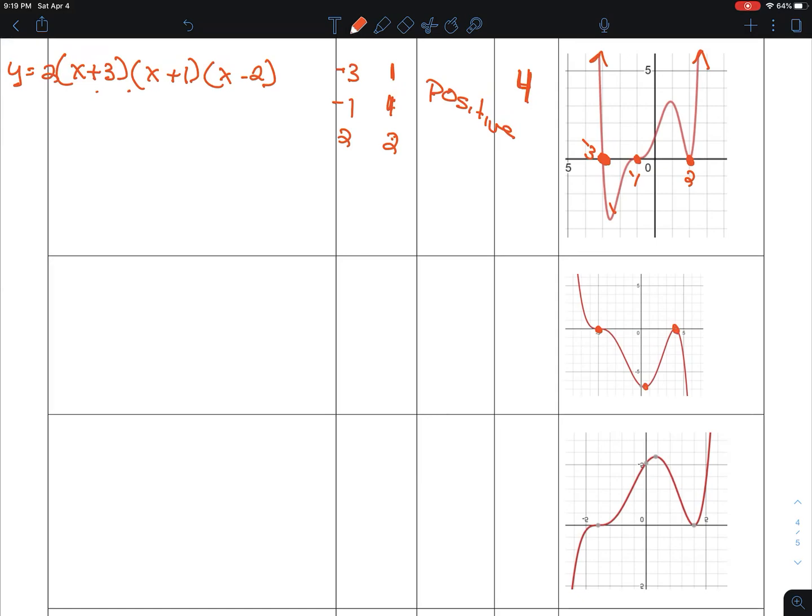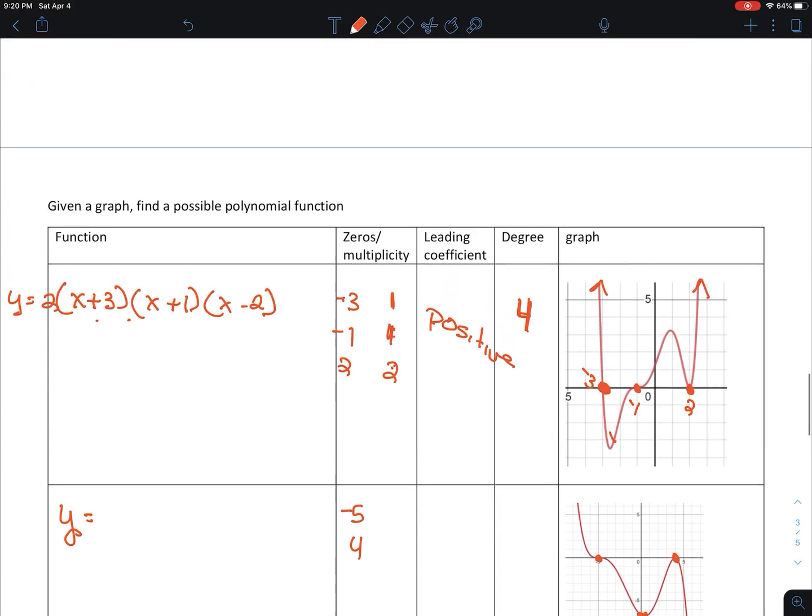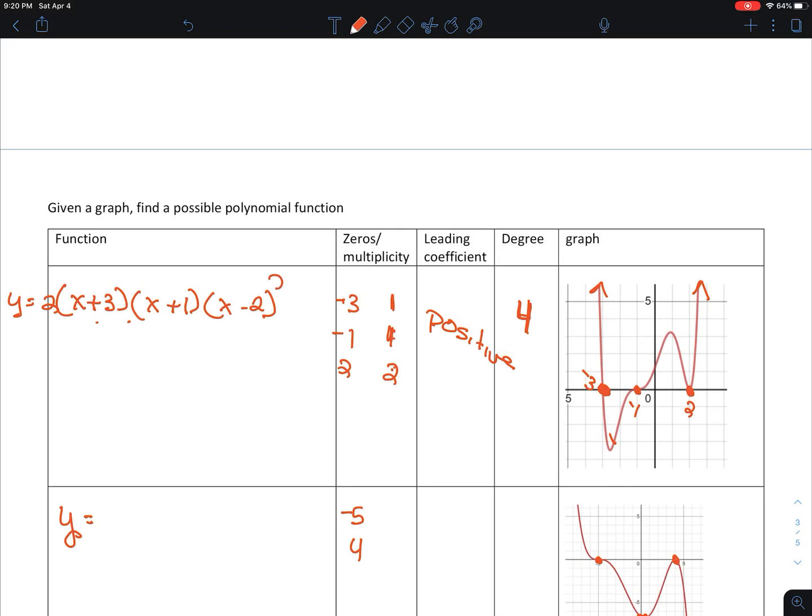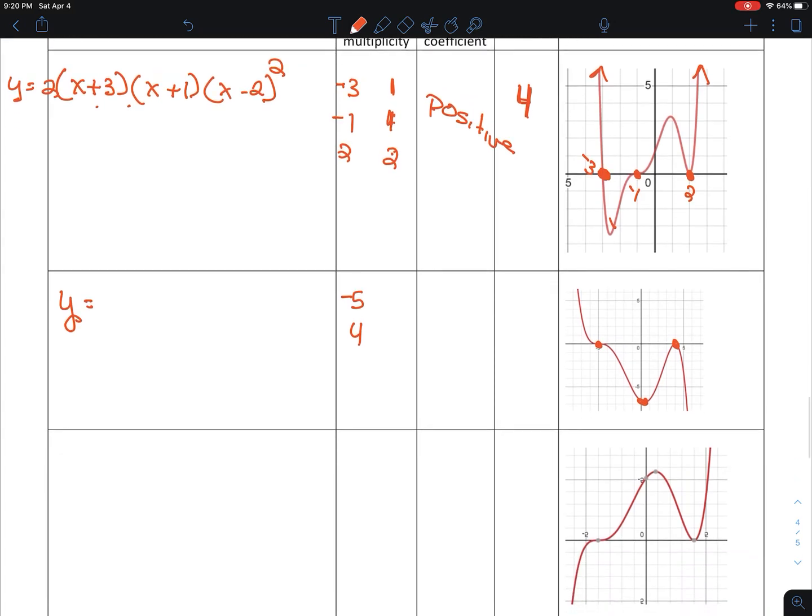So let's look at the next one. We have to look at our zeros. And we have 3 zeros. One is at -5. One is at 0. And one is at 4. Okay? So to write my polynomial, I'd have to go back and fix this because we know we have multiplicity of 2 here, so I have to make that a 2. So for this one, I have y is equal to x plus 5, because I do the opposite of my 0, and x minus 4.